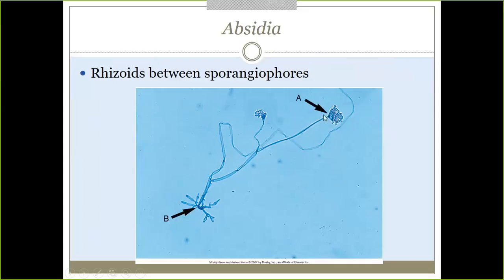Absidia, so letter A is the sporangiophore. There's actually two of them. They only labeled one. And then you have two hyphae going down, and this is a tricky picture, I know, but B is showing the rhizoids here. So here's that root-like structures again, and it's actually occurring between the two hyphae here. It's hard to see in this one, but there are two hyphae, and it's occurring right between them. So that's always key, is rhizoids between for Absidia.